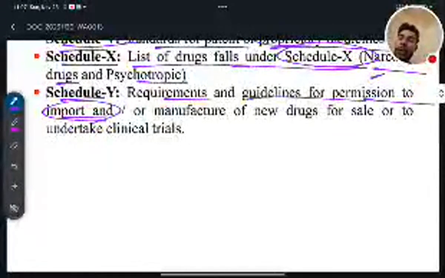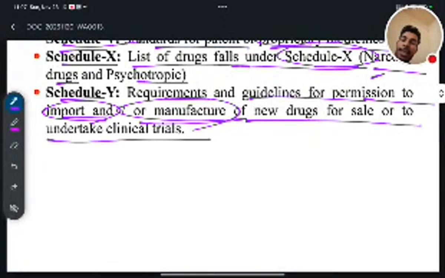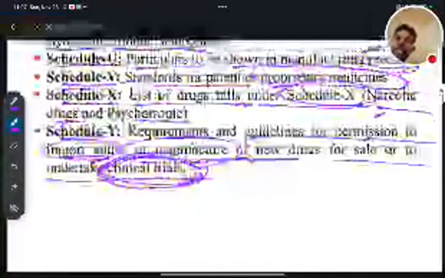Schedule Y is the requirements and guidelines for permission to import and manufacture new drugs and for undertaking clinical trials. So Schedule Y is related to clinical trials. Now I will revise again. Please repeat after me loudly. You have to focus. Schedule Y is for clinical trials.